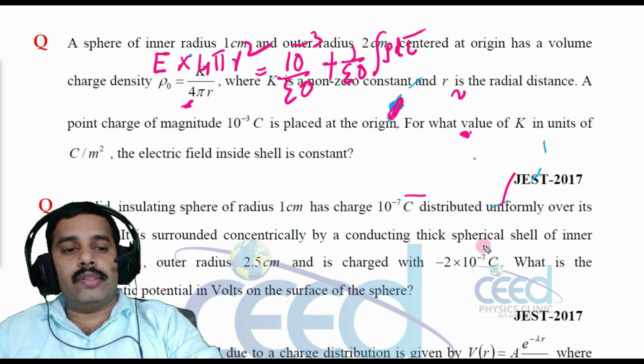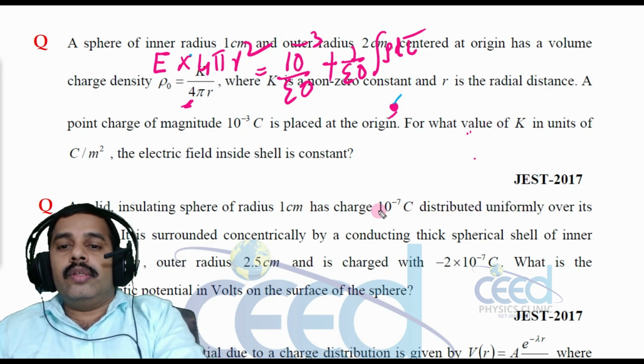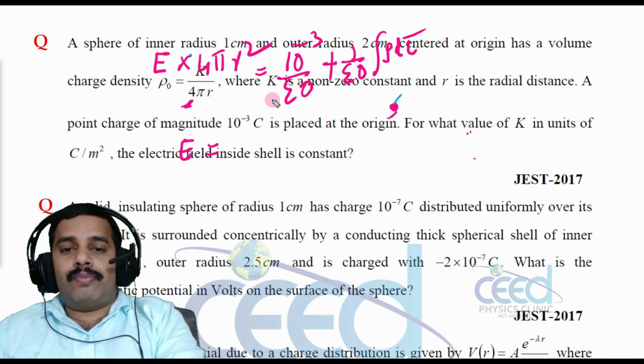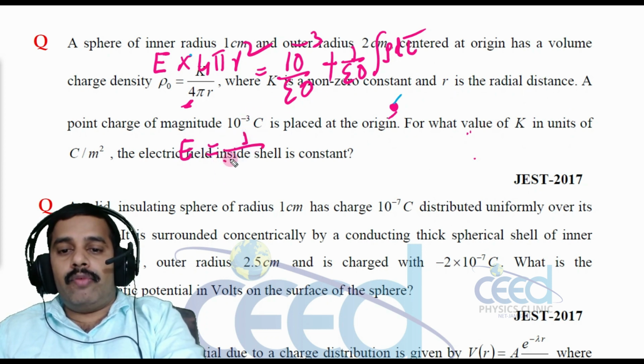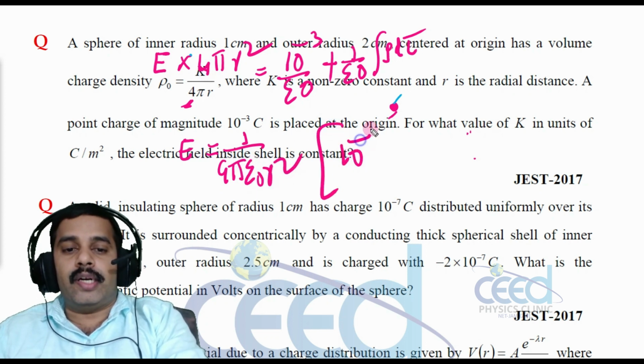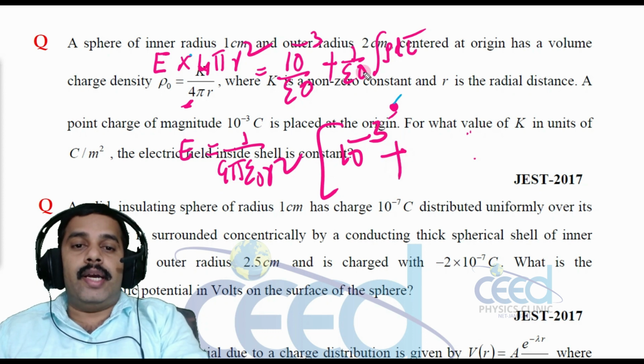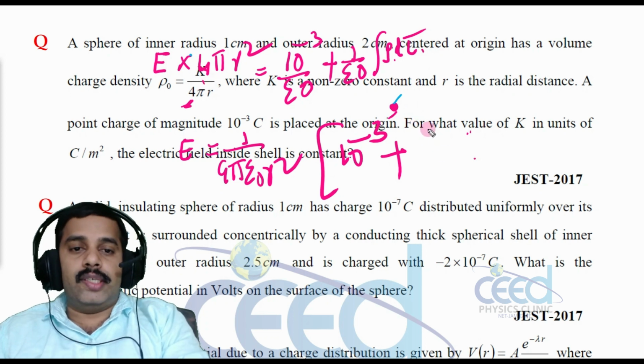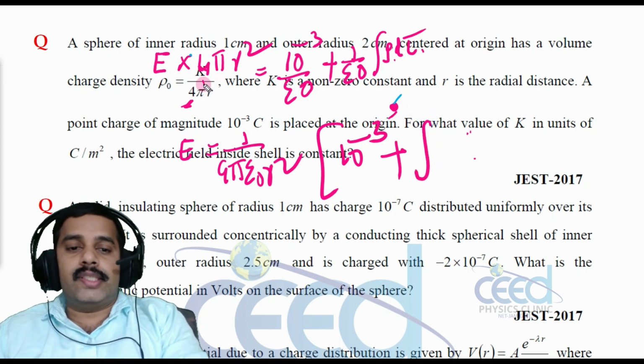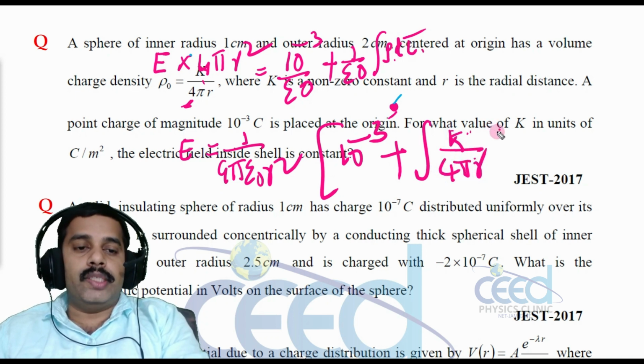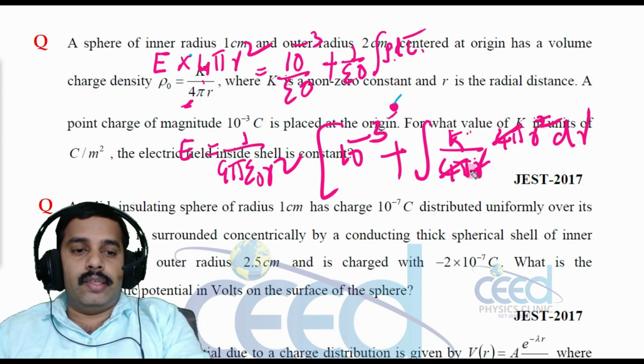Let me erase this and then apply. So E into 4 pi r square, epsilon 0 we can take out. So 1 by 4 pi epsilon 0 r square, this 4 pi r square. Now what is remaining? 10 raised to minus 3 plus, and what is rho d tau? Rho is given in the question, rho is k by 4 pi r. Now what is d tau? Spherical volume is 4 pi r square dr, right? So this 4 pi, this r, kr dr.